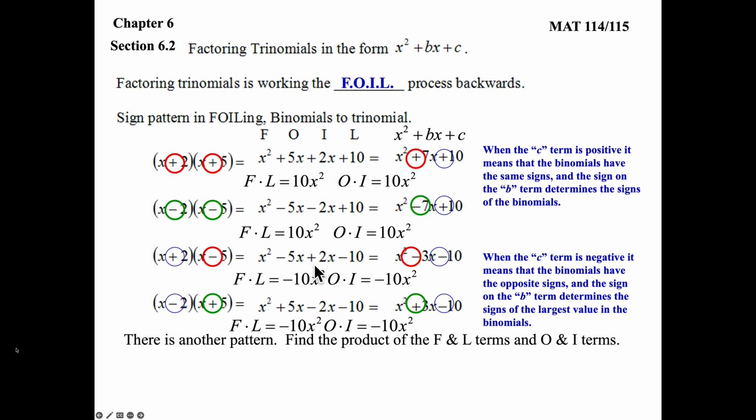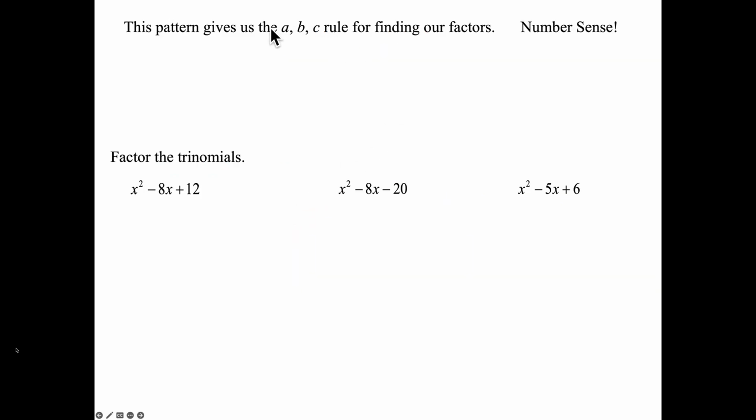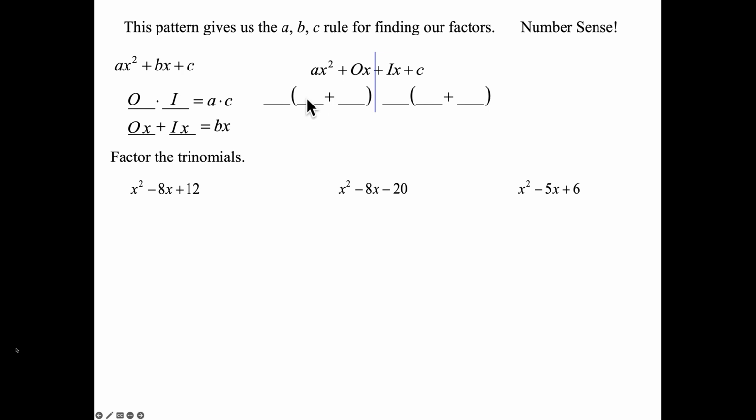That always happens, and what that's going to do is create what we call the AC method of factoring, or the ABC rule of factoring. They're both the same thing. So if our trinomial is in the form of ax squared plus bx plus c, then you have to find two numbers that multiply to be a times c, and those same two numbers have to add up to be b. And what you're finding is your O and your I terms. So you can replace your bx with ox and ix, whatever those terms are. We'll cut it in half and do our factor by grouping.